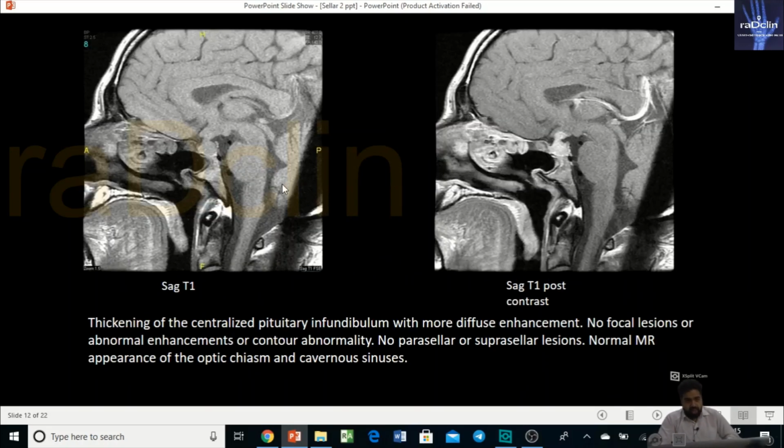This was a patient in which you can see thickening of the centralized pituitary infundibulum, that is the pituitary stalk, with more diffuse enhancement. There was no focal lesion, no abnormal enhancement or contour abnormality, no parasellar or suprasellar lesions, the optic chiasm is more or less normal, and the cavernous sinus is also more or less normal. Now, if this patient presented in the late third trimester or postpartum with hormonal problems, in a female with such homogeneous contrast enhancement involving both the gland and the stalk, we should first consider lymphocytic hypophysitis as a differential.